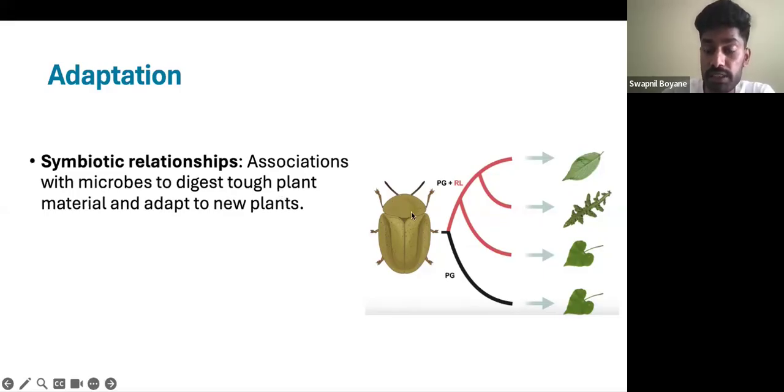What this figure shows is a Cassidine beetle, commonly called a tortoise beetle. They feed on a variety of plants. So how can they feed on such a variety of plants? The main reason is the symbiotic relationship. Because of certain bacteria they have, they help them digest those plant toxins, and that's how they feed on different varieties of plants.